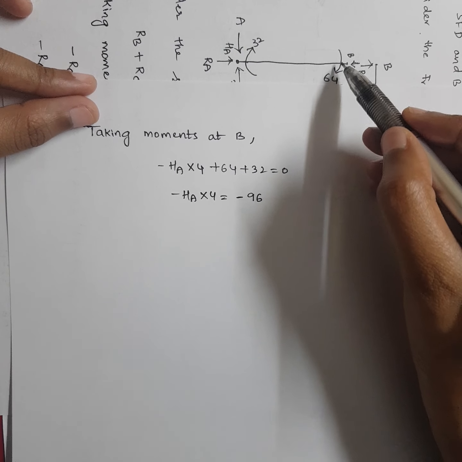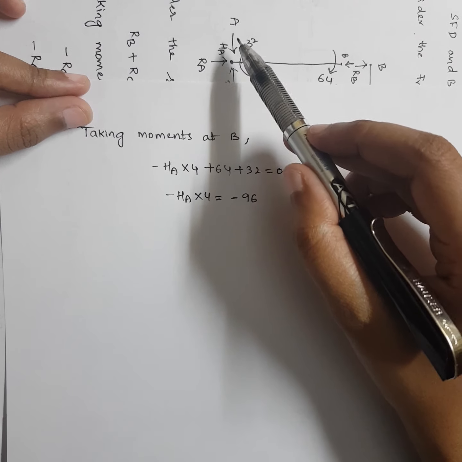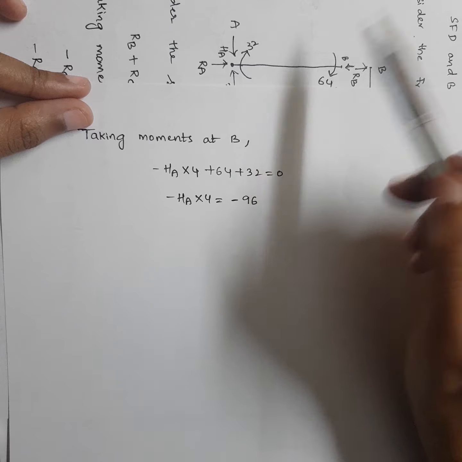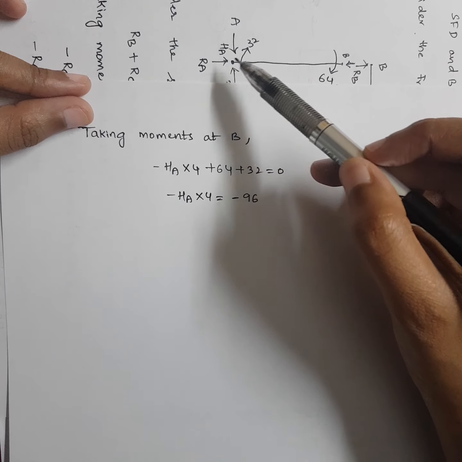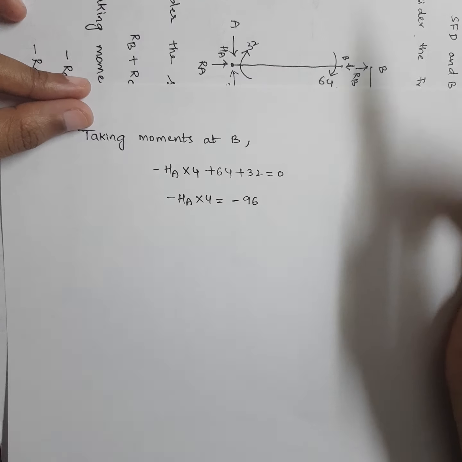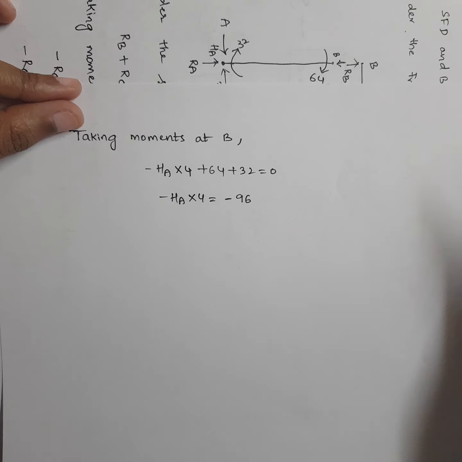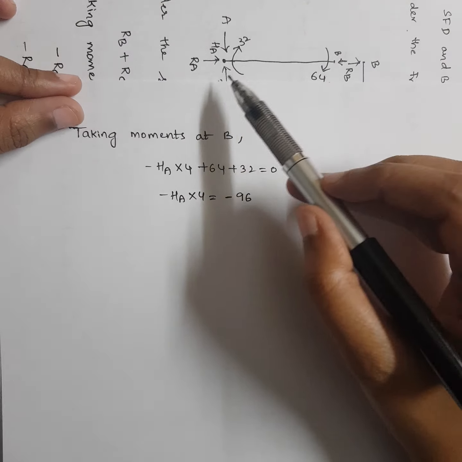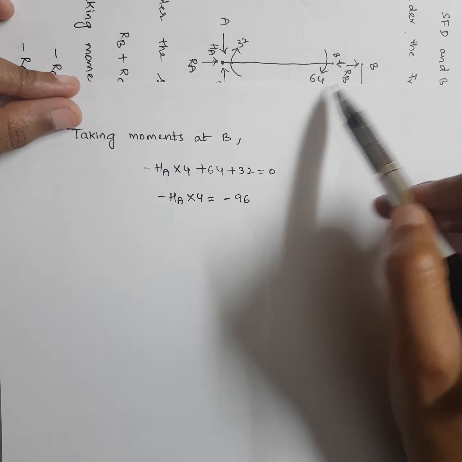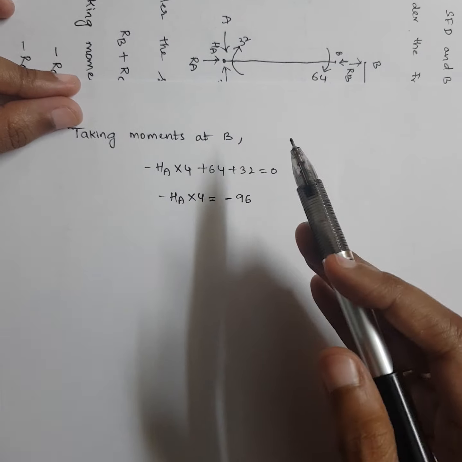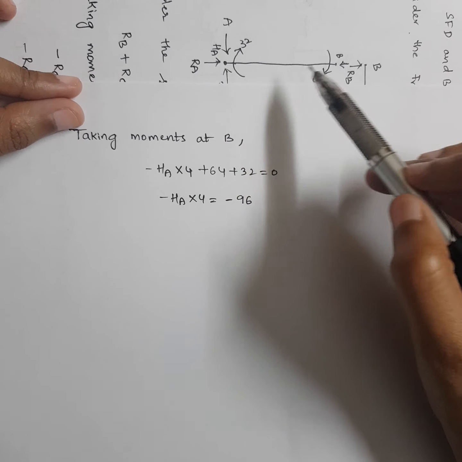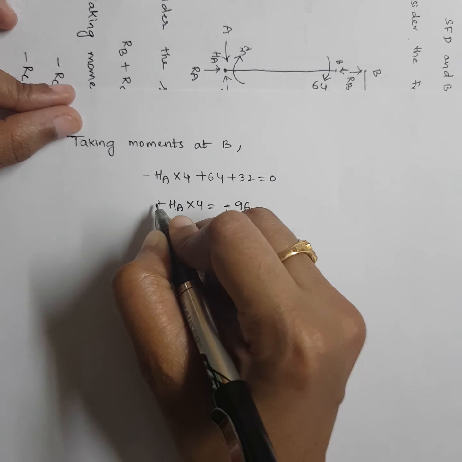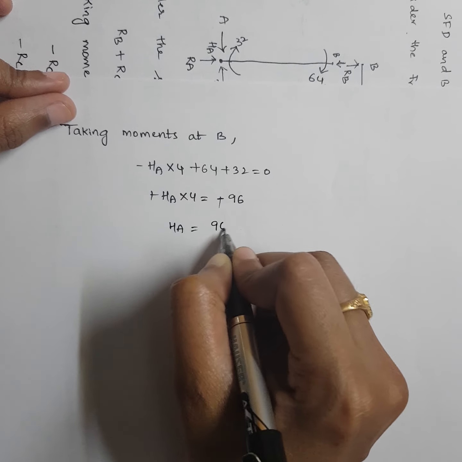I'm repeating once again. Taking moments at B, only HA will act here. RA is passing through the point where we are taking the moment, so it doesn't make any moment; RA into 0 it will be. HA is a horizontal force, so multiply with the vertical distance. Why? Because moment means force into perpendicular distance. If the force is horizontal, you multiply with the perpendicular height, which is the vertical height. HA is going towards B in an anti-clock direction, so minus HA into 4. This is plus 64, and 64 and 32 follow the same pattern, so plus 32. Finally, I'll be getting HA as 96 by 4.